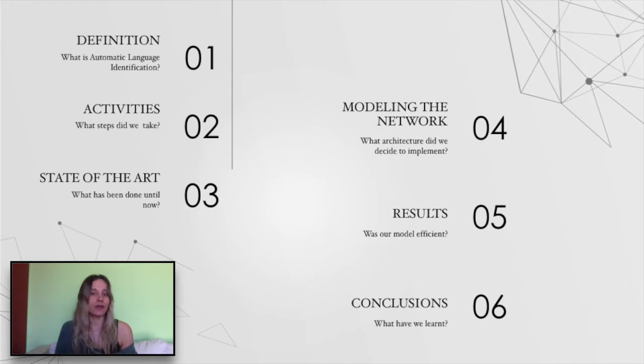We couldn't start modeling our network without looking at what has been done until now in this task, so we will present a brief description of the state of the art. Then the network itself, so we will talk, for example, about the hyperparameters that we chose to work with. Then the final evaluation of the network, showing the results we came up with, and the final conclusions.